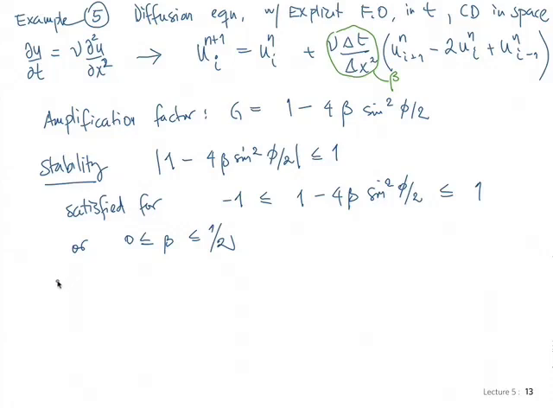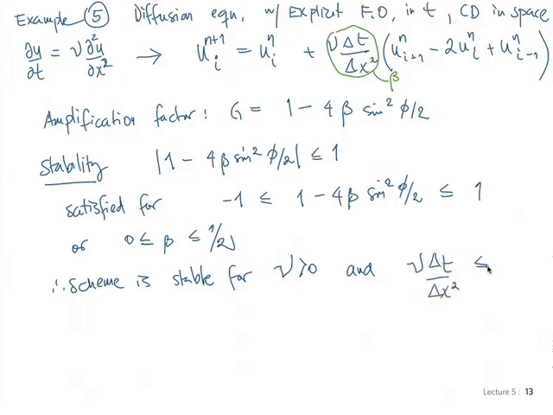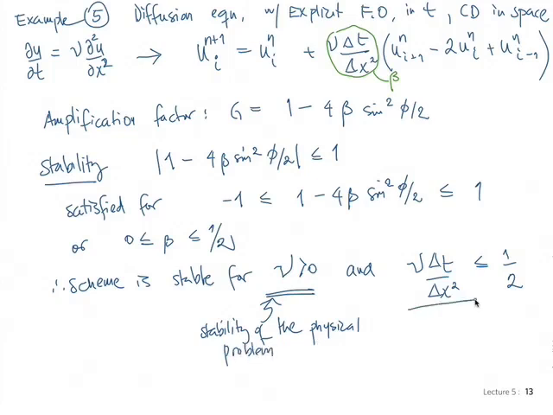So the scheme is stable for nu greater than 0 and nu delta t over delta x squared less than 1/2. Now this is the stability of the physical problem, diffusion, and this is the stability of the scheme, basically a conditional stability.